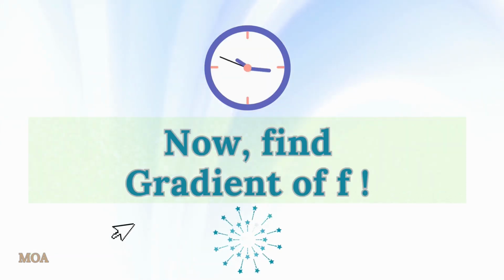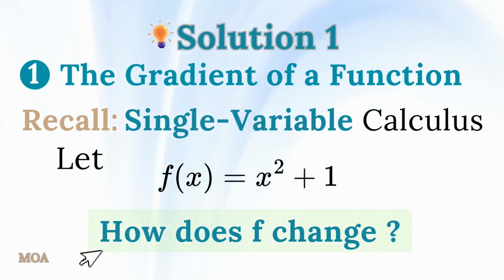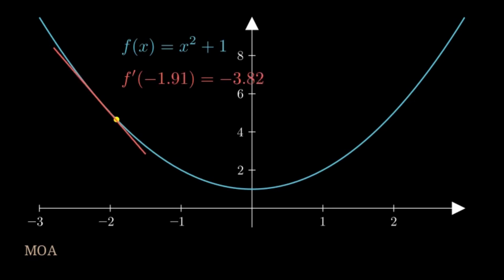Now, find the gradient of f. Well, before beginning the solution, let us recall the concepts of single-variable calculus. To illustrate this, let f of x equal x squared plus 1. The question is, how does f change? In single-variable calculus, the derivative defines the rate of change.